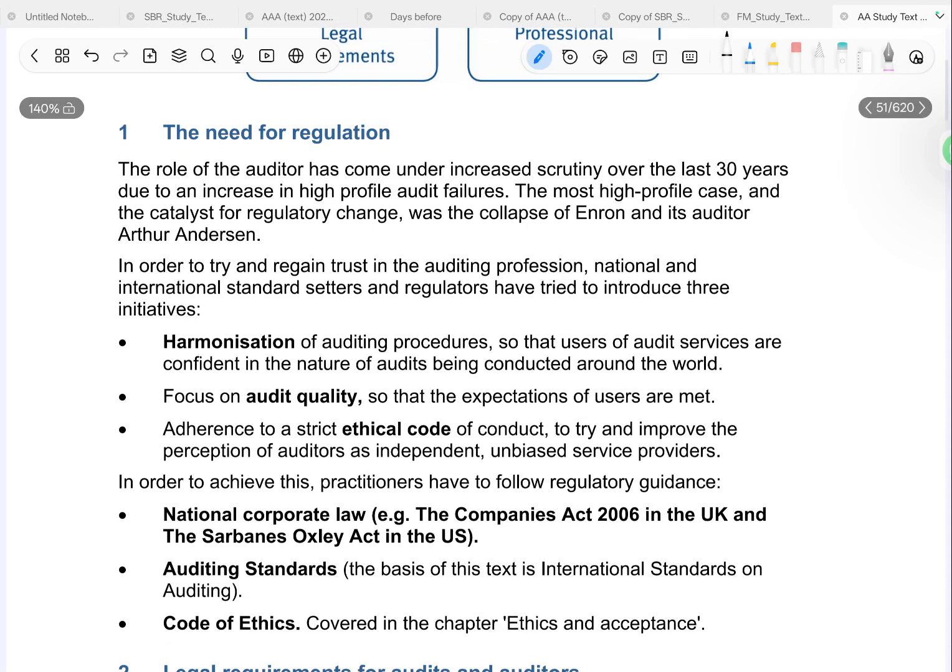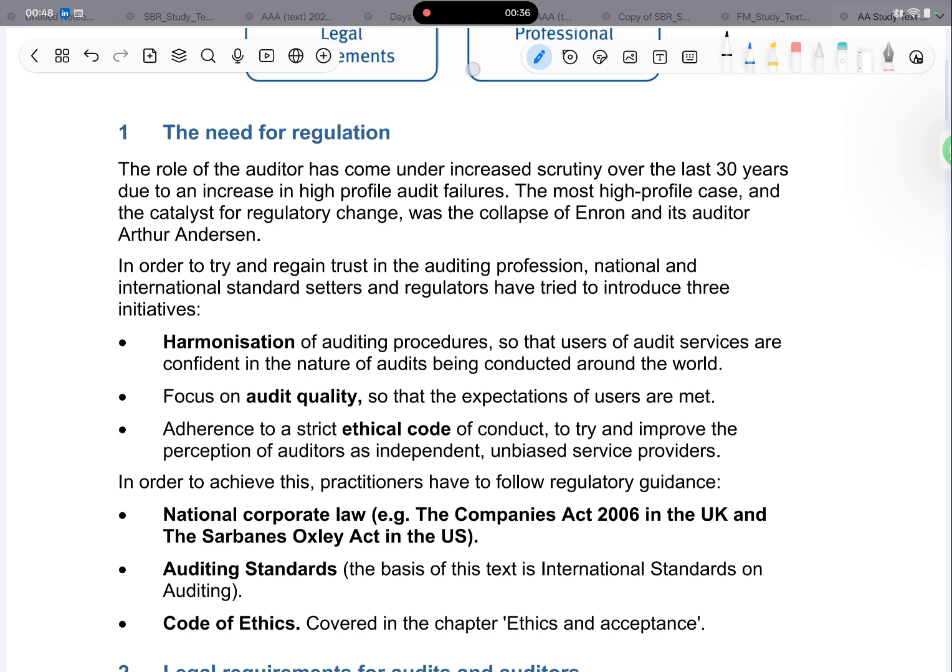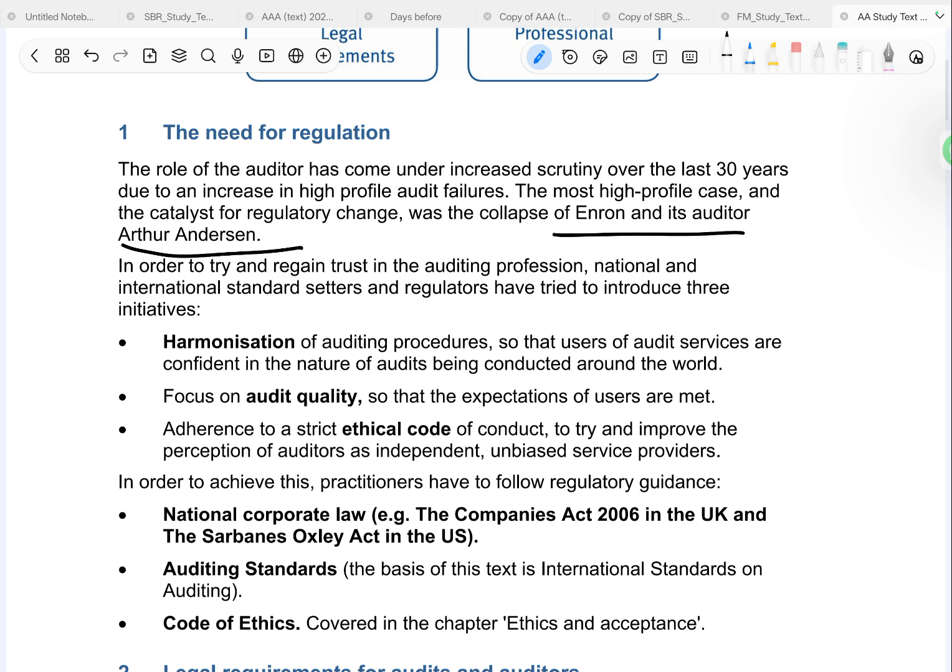Okay, first, a question for you guys. Why do auditors even need regulation? Well, over the last 30 years, the role of auditors has been heavily questioned because of some major audit failures. The most famous case you should remember for the exam is Enron and its auditor Arthur Anderson. They will not definitely ask you for the name of the case or Arthur Anderson, but it's one of the most famous cases in the accounting field.